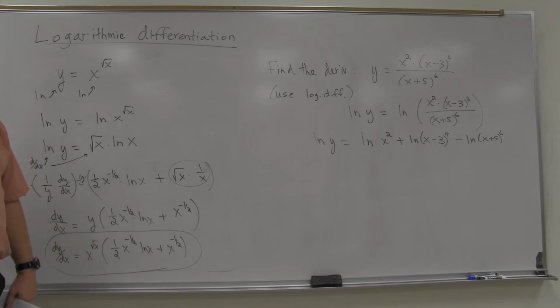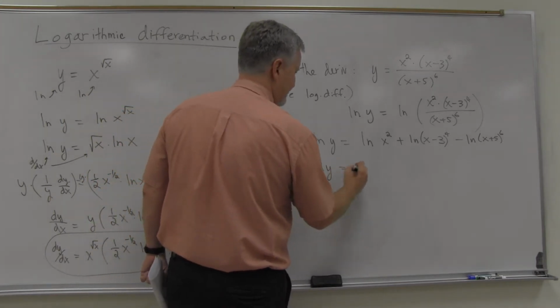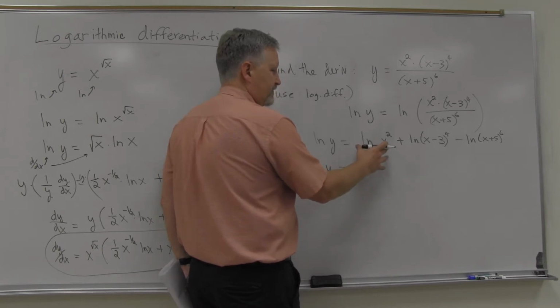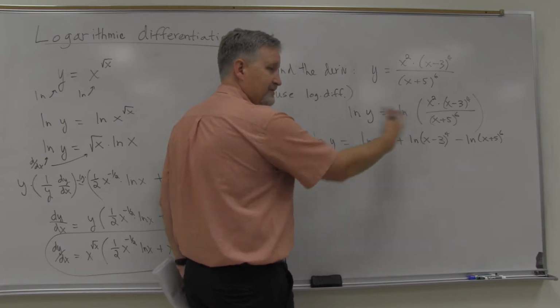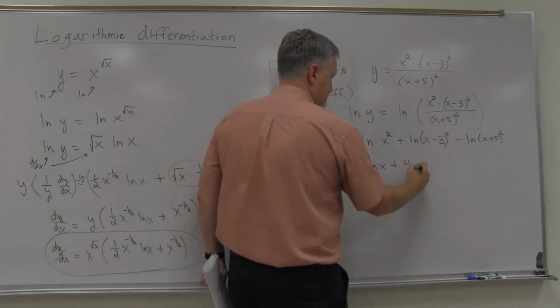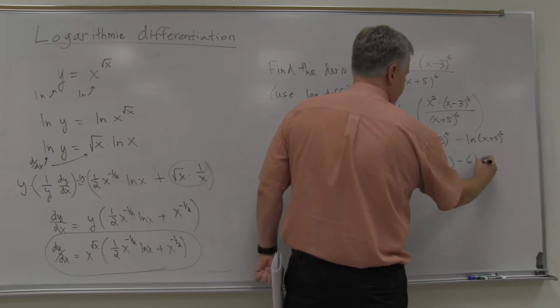It turned out to be so nice once we get all this done. So easy. No quotient rule or product rule needed. So the last step before we do the derivative here, powers come out. So we have 2 ln of x plus 4 ln of x minus 3 minus 6 ln of x plus 5.